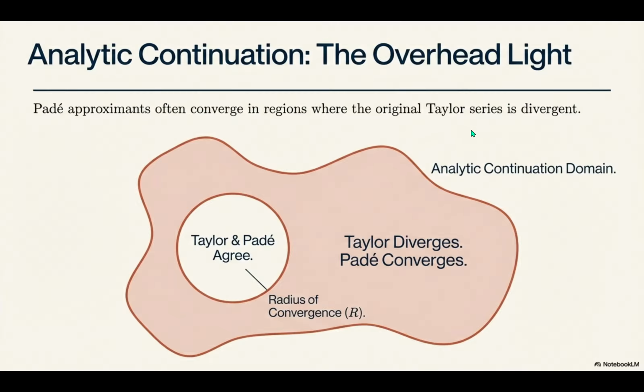The graphic in the notes is really striking. You see this tiny circle where Taylor works, and then this massive, weirdly shaped blob extending way out where the Pade works. That blob is the domain of analytic continuation. It allows scientists to take data from a region where they can measure things, say low energy states, and project it into a region where they can't, like high energy states.